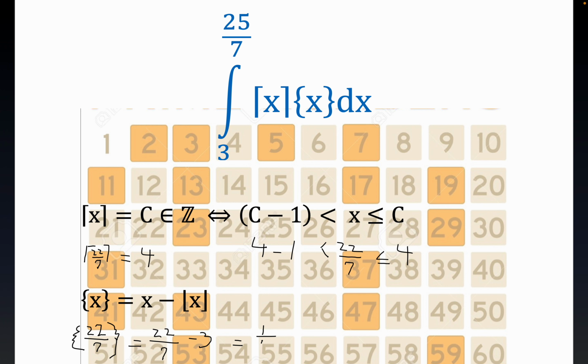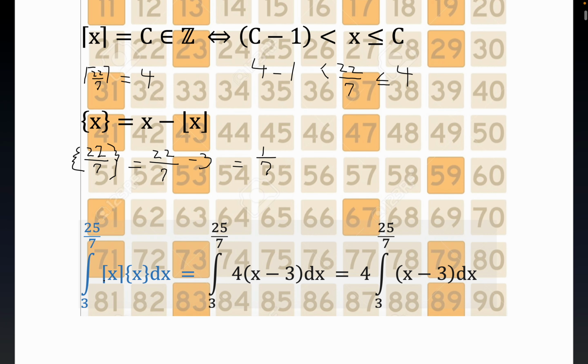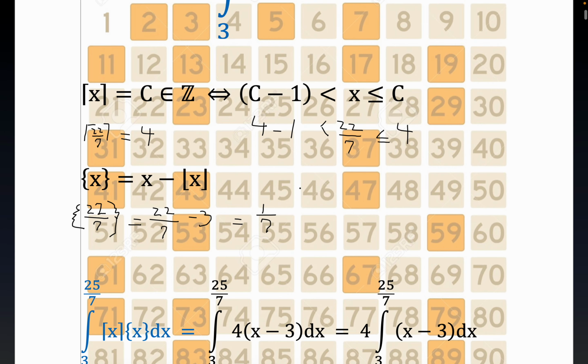You can just do these things in a flash, in your head. So let's take a look at this integral now that we know the meaning of these two functions. Here's our integral recopied, and the numbers in this interval are between 3 and 4. That means the ceiling is 4, just like our example. All the values between these limits of integration are between 3 and 4, so that makes the ceiling 4, and it also makes the fractional part x minus 3, just like this problem up here.